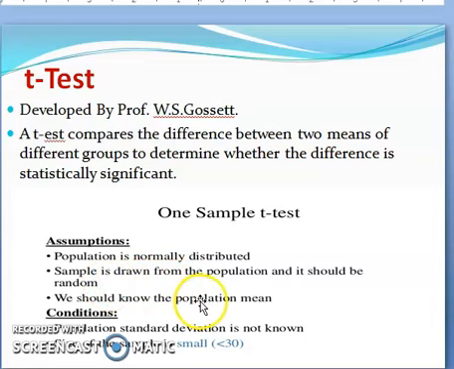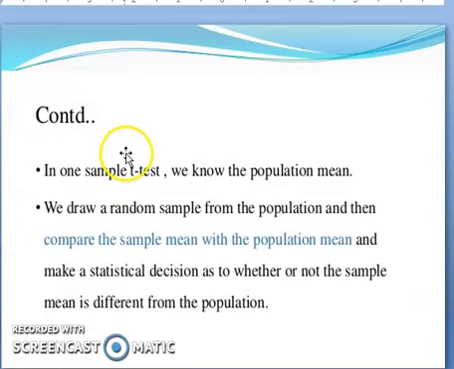We should know the population mean. The condition is, as we discussed, that the population standard deviation is not known and the size of the sample is less than 30. So this is about the t-test, the one sample t-test.